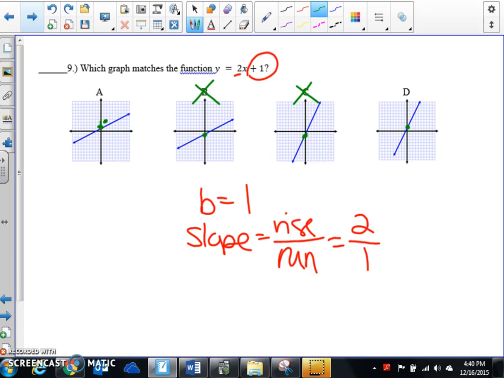All right, that's not on the line. So if I go over here, I rise 2, run 1. Rise 2, run 1. Rise 2, run 1. Fall 2, left 1. Yeah, those are all on there. So the answer is D.